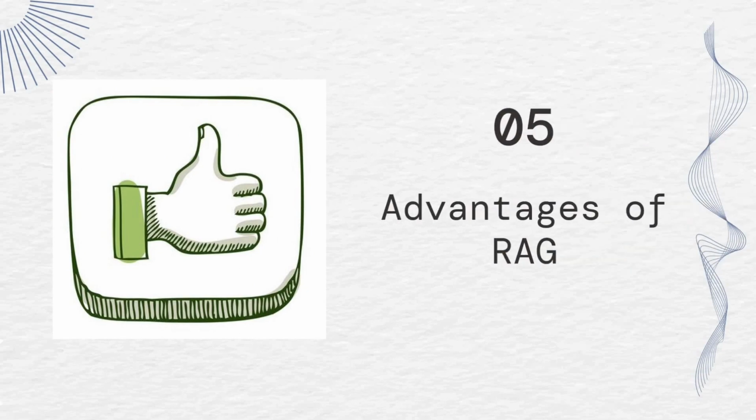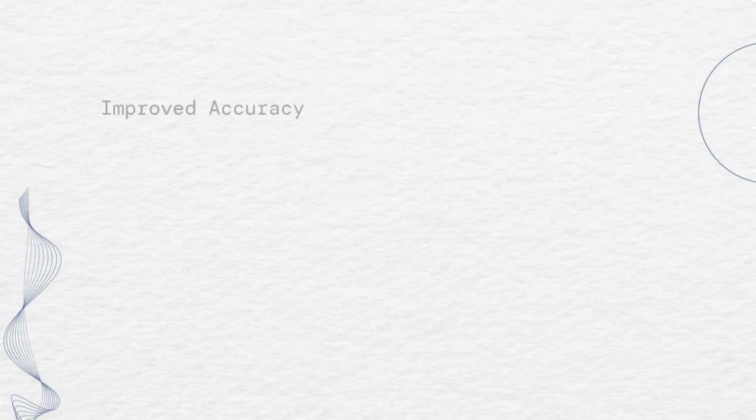So the first advantage of RAG is improved accuracy. Obviously, by using retrieval-based methods, RAG ensures that responses are grounded in factual information retrieved from reliable sources. This significantly reduces the chances of generating incorrect or misleading information, which is a common limitation in purely generation-based methods. So this is one of the advantages of RAG.